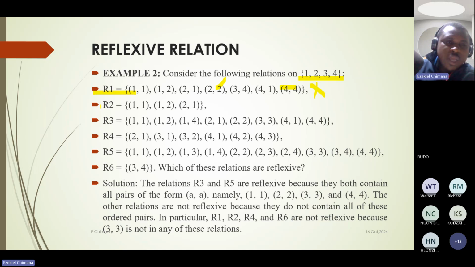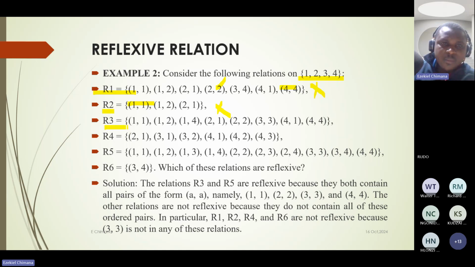And then let's look at R2. R2 is not a reflexive relation. Why? Because you have got 4 elements, but you only have 1, 2, 3. So even if it was going to be 1, 1, 2, 2, 3, 3, we still need 4, 4. So this one can't be a reflexive relation. We only have 1, 1. It does not have a 2, 2, a 3, 3, and a 4, 4.